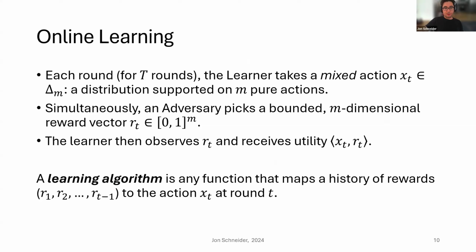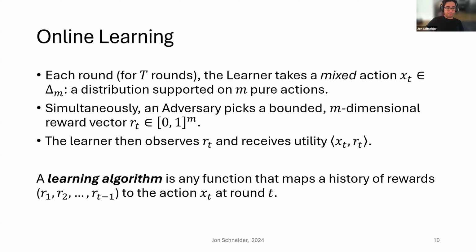Simultaneously, an adversary is going to pick some bounded M-dimensional reward vector. And then after they both do this, the learner observes the full reward vector. So we're going to operate entirely in the full information setting, and receives utility, which is the inner product of their mixed action and this reward vector. And what's a learning algorithm? For the sake of this talk, a learning algorithm is just any function that maps a history of rewards, R1 through RT minus 1, to the action X sub T that the learner is going to play at round T.